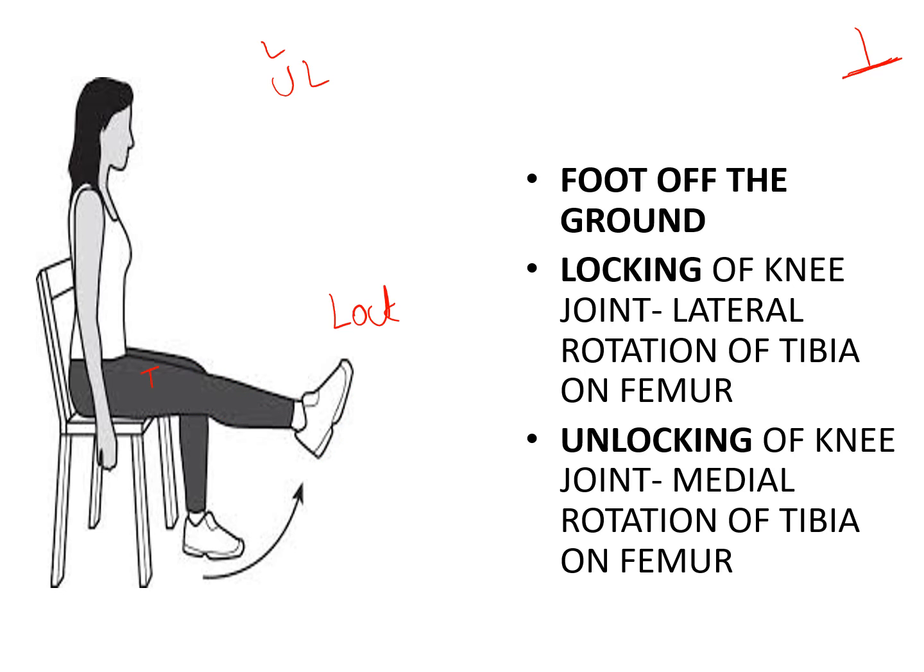What happens during locking when the foot is not on the ground? At that time the tibia will rotate laterally over the fixed femur. That is called locking. Unlocking means the tibia will rotate medially over the fixed femur. So when your foot is on the ground, the femur rotates. When the foot is off the ground, the tibia rotates. So that is about the locking and unlocking mechanism.